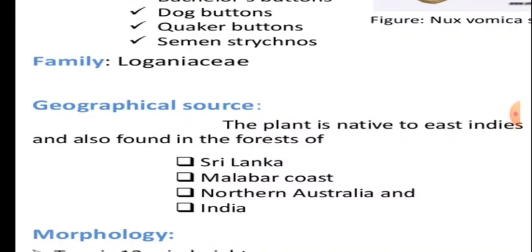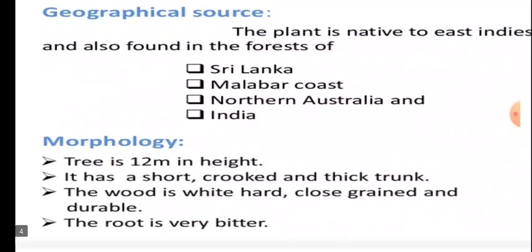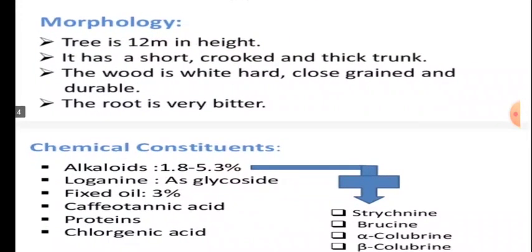Remember the proper name. The plant is native to East India and is also found in the forest areas of Sri Lanka, Malabar, North Australia and India. The height of the tree is about 12 meters. It shows a short, crooked and thick trunk, and the wood is white, hard, close-grained and durable. It is a very hardy forest plant.